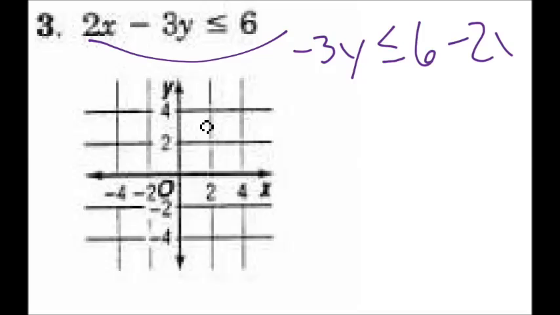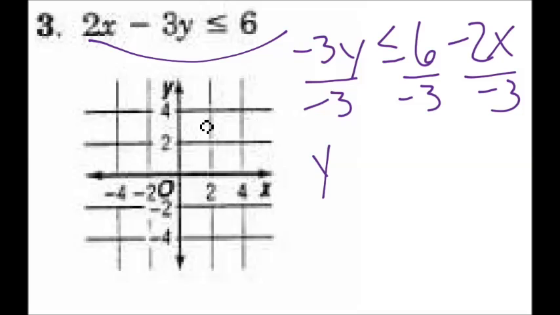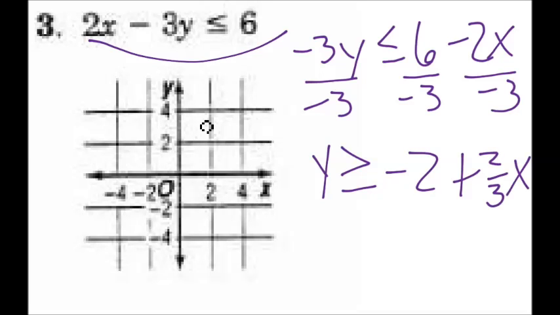This one we have to get y by itself first, so we're going to start by moving the 2x. Negative 3y is less than or equal to 6 minus 2x. Everything gets divided by negative 3. Remember, when you're dividing an inequality by a negative, you have to flip the symbol, so now it points the other way. 6 divided by negative 3 is negative 2 plus 2/3 x.